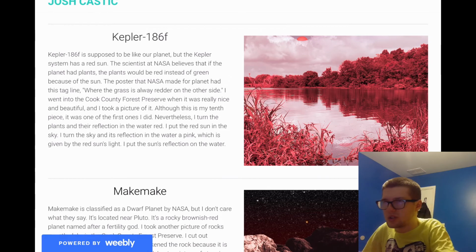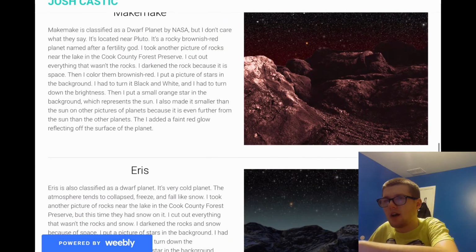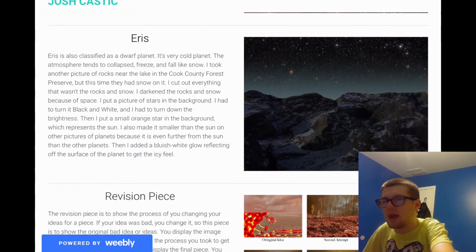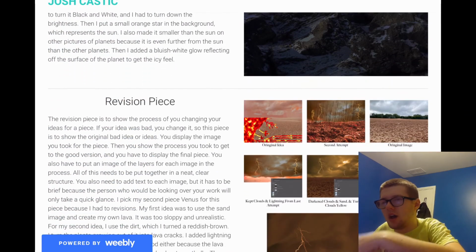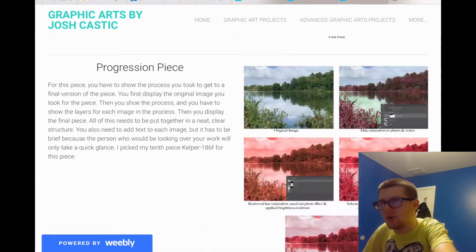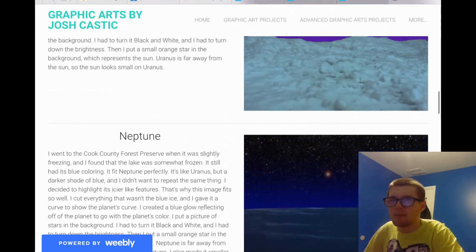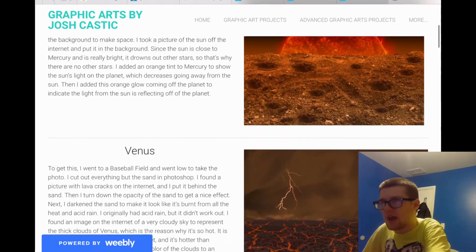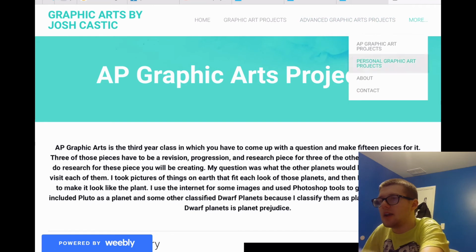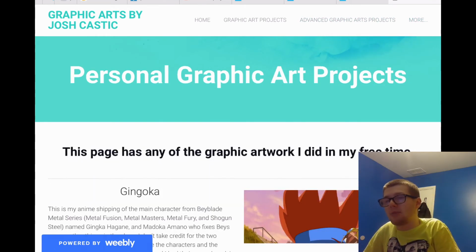I did a bunch of research on this stuff. Now we're going into more dwarf stuff, like Makemake, Eris, and then these are just revision stuff that we had to do, and you had to come up with like 15 pieces. So that's what that is. But yeah, you could read up on all that. Pretty cool designs.